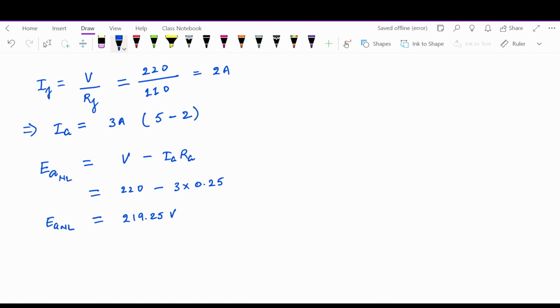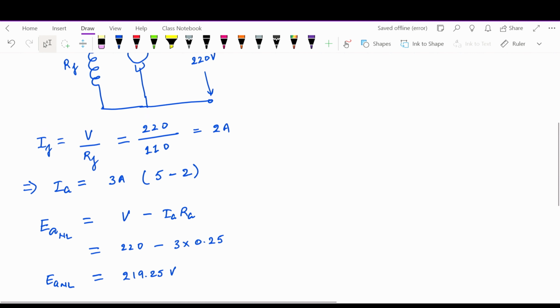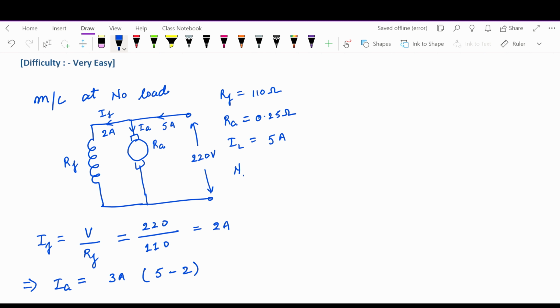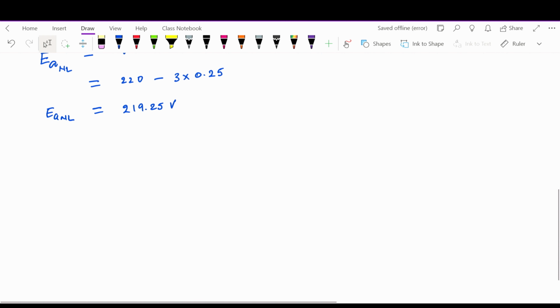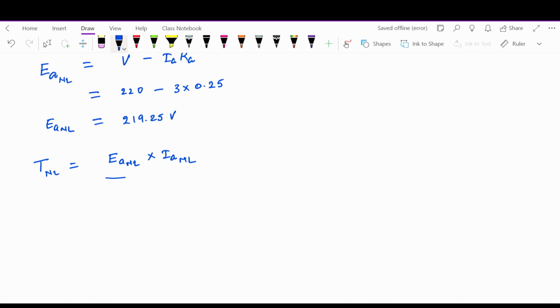Now let us straightforwardly calculate the no load torque. Now we have EA, we know IA, and we have the speed at no load as well. Speed at no load, let's write it as N naught. It is 1200 rpm. Alright, so we know that torque at no load is EA NL into IA NL, divided by omega NL.